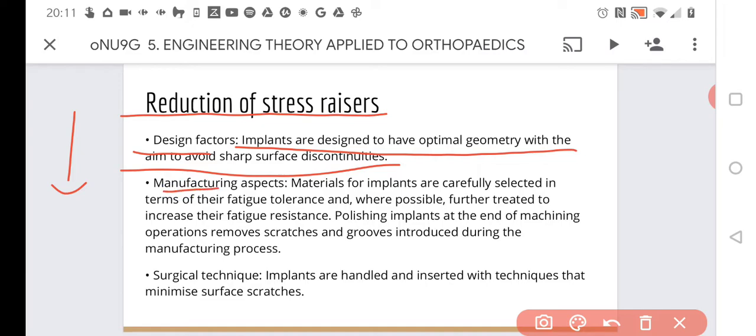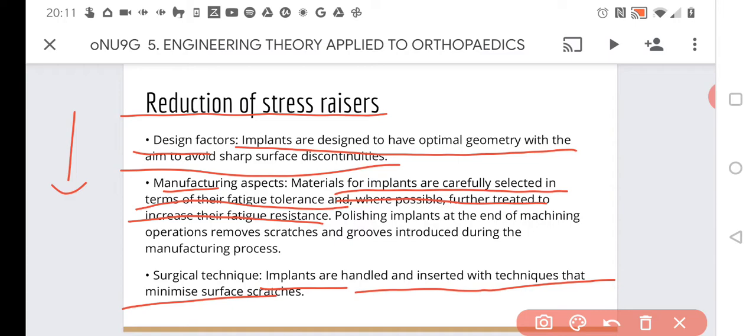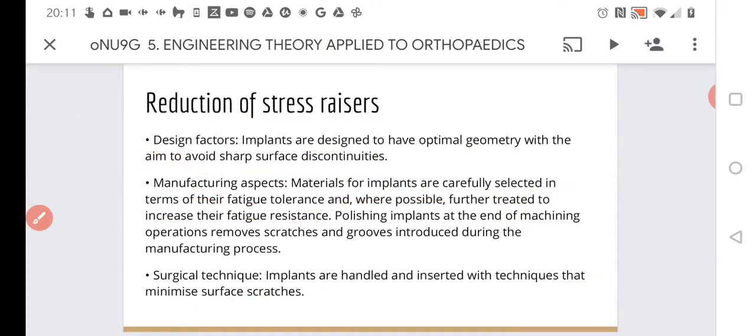Manufacturing aspect. Materials for implants are carefully selected in terms of fatigue tolerance and, where possible, treated to increase fatigue tolerance, for example, by lowering the amount of cracks on the surface, so polishing. Surgical techniques. Implants are handled and inserted with techniques to minimize surface scratches. One more time, because if there are fewer scratches, there is less risk that these scratches would be stress tracers and the beginning of a fracture.